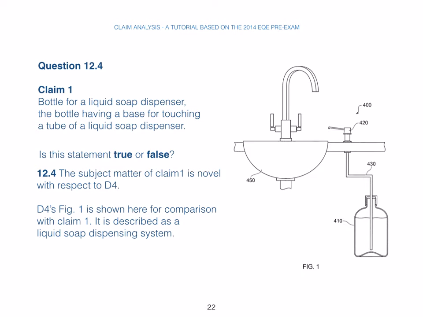D4's bottle 410 is for a liquid soap dispensing system, which is the same as a liquid soap dispenser. The bottle's dome-shaped base does not touch the tube 430 of the liquid soap dispenser. So is the claim novel or not? You answer, if it's novel, it's true. If it's not novel, it's false. And then we will go to the answers in the examiner's report.